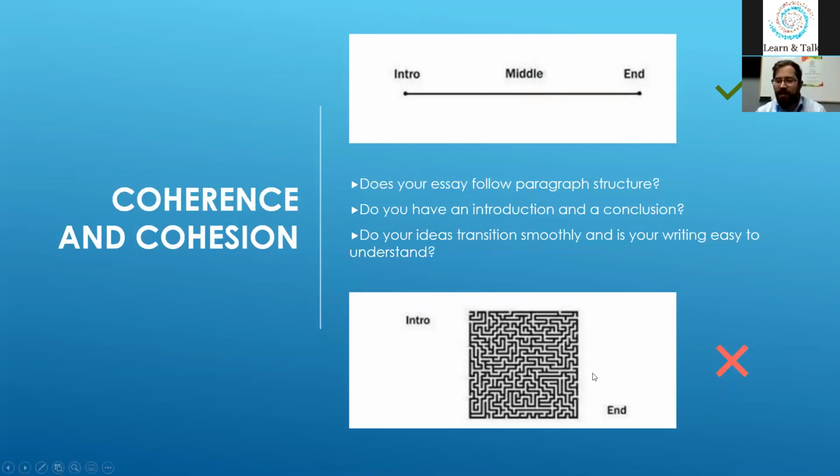In the other picture at the bottom, we have a maze of just crazy ideas all over the place. And that will not make sense to whoever is reading your essay. So the main things to look at here are, does your essay follow paragraph structure? Do you have an introduction and a conclusion? And do your ideas transition smoothly? And is your writing easy to understand? So if your writing looks like the example we showed you with the 4 different paragraphs, and you use good transition words, it should make sense.